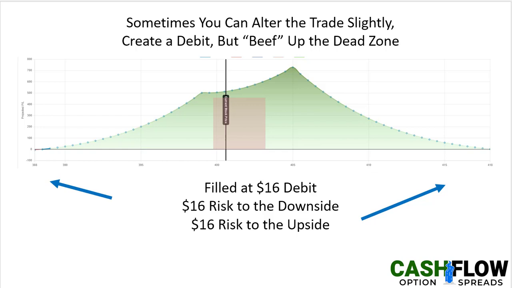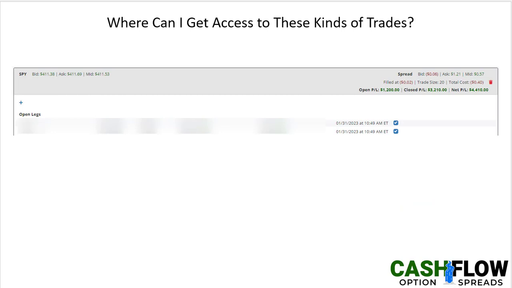So it's a $16 debit, which means that I have $16 risk to the downside and $16 risk to the upside. And by the time we get to expiration, obviously this whole profit zone is going to come down a little bit, but you don't see a sag in this dead zone, right? The slope is fairly consistent to the upside. So the probability of that actually dropping below zero, even on expiration day, is almost nothing. And so I could do that by taking the risk and putting it on the outside, right? Either to the downside or to the upside. So that just kind of gives you an idea of how I approach these trades.